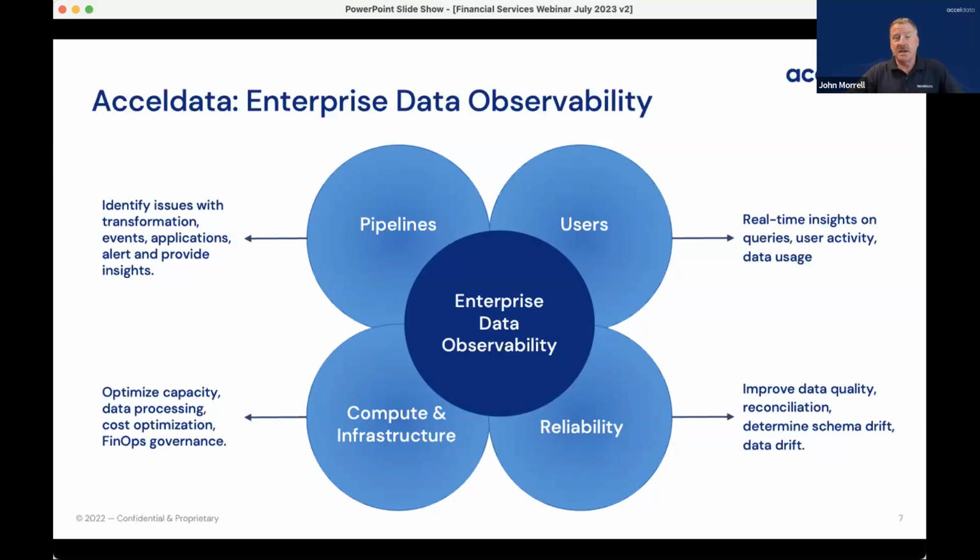You go to the kind of the lower left, right, which is where we help you understand operationally and from a cost perspective what's going on in your data infrastructure. So we help you understand what bottlenecks you have, help you optimize your capacity, and help you understand what your costs are, and give you a little bit more of a FinOps type of governance on all of that infrastructure.